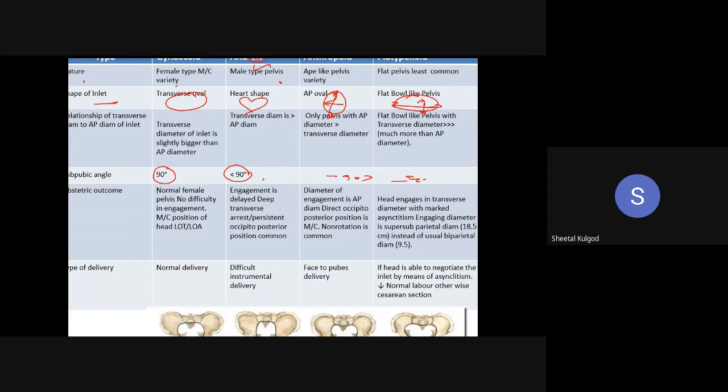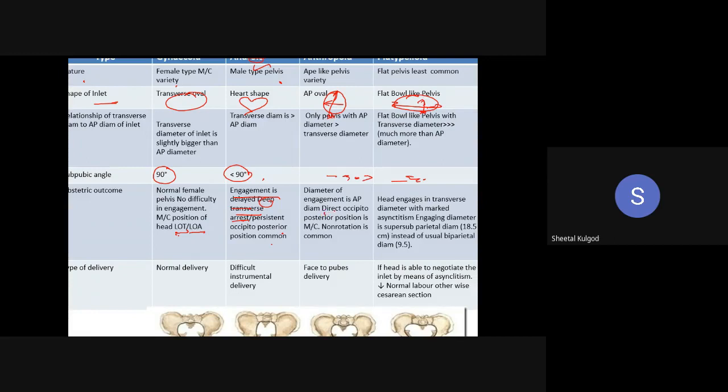Here, the gynecoid is a normal female pelvis, so there is no difficulty in engagement or malposition. The most common position of the head is left occipital transverse and left occipital anterior. Whereas in android pelvis, the engagement is delayed. Deep transverse arrest, as we discussed earlier, is a common feature, or there is a persistent occipital posterior position, which is common. Now, in the anthropoid pelvis, the diameter of engagement is the anterior posterior diameter.